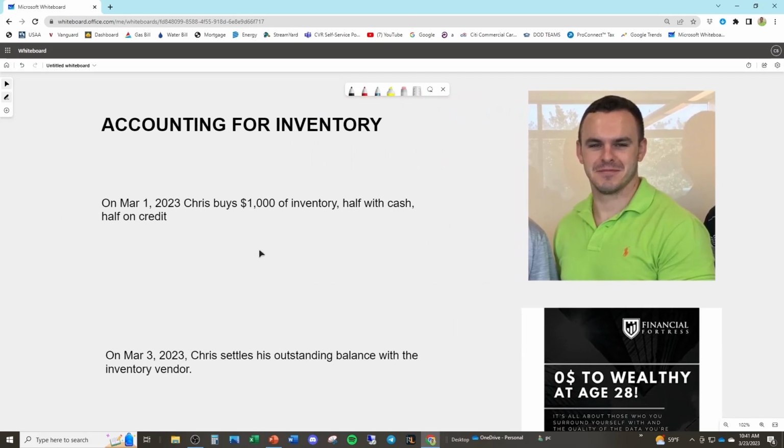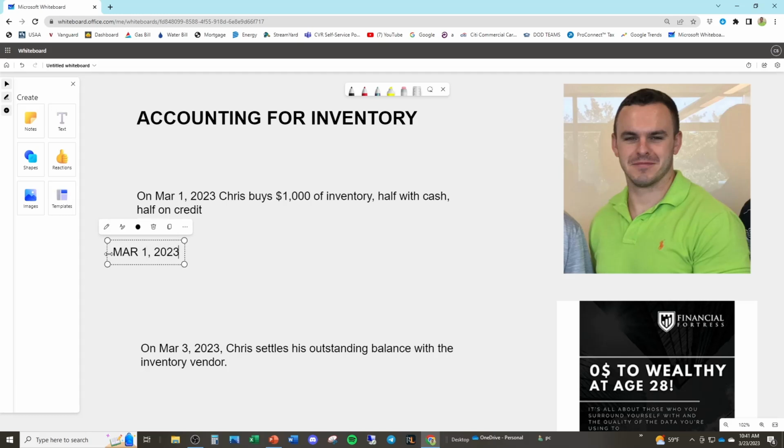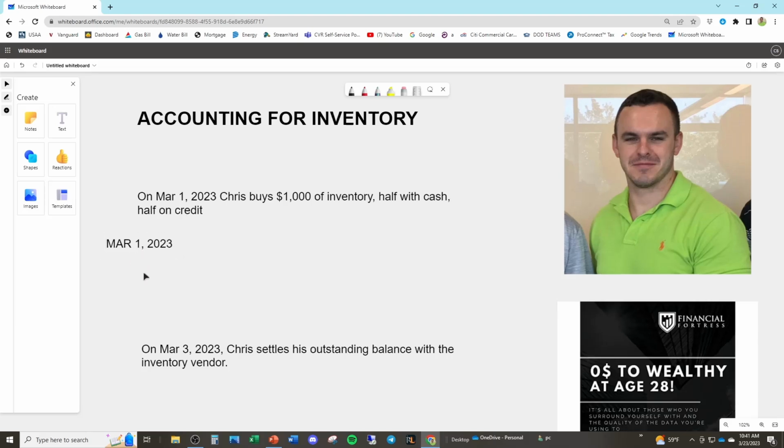Let's dive right into it. So the first thing we have to do is buy inventory because we need to buy the book before we sell it, right? So on March 1st, 2023, Chris buys 1,000 of inventory, half with cash, half on credit. Let's do the journal entry. First thing you always put on there is the date. And trust me, I forget that too a lot. Put the date on there. It's very important. And then we have some debits and credits.